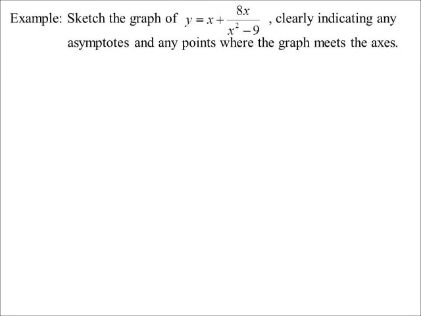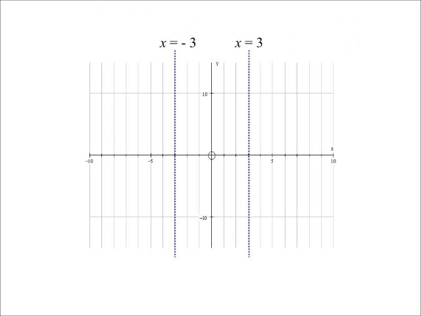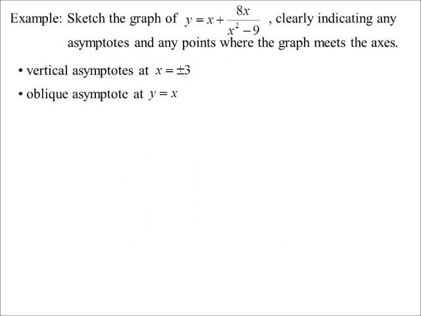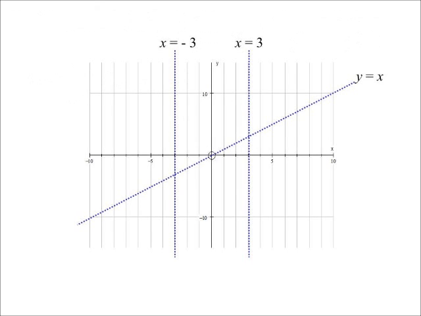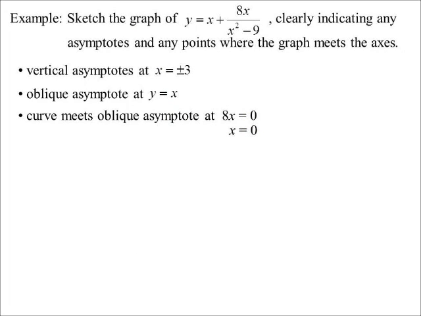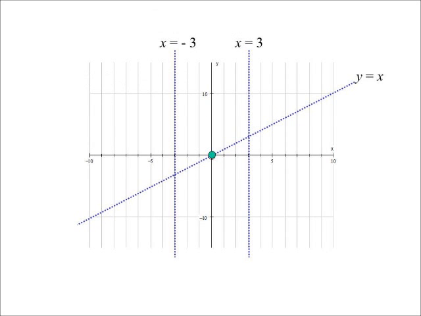So it's already been done for us. x plus 8x on x squared minus 9. So righto, vertical asymptote, I know it's going to be at plus or minus 3. So let's put those in. There we go. There's an oblique asymptote at y equals x. Let's draw that. There we go. Now, if we look at the top of the fraction, it is actually going to cut that oblique asymptote at x equals 0. So I'll just plot that point in there. I know that's where it's going to cut that asymptote.